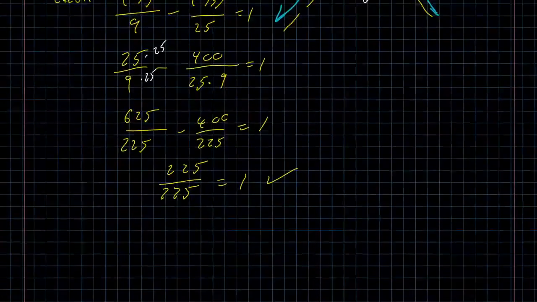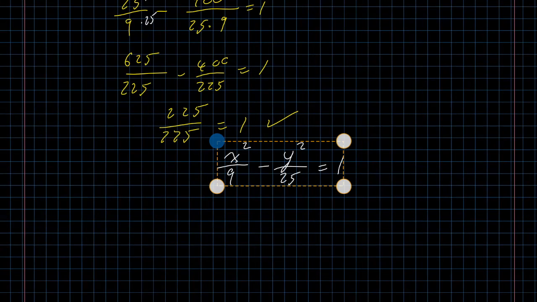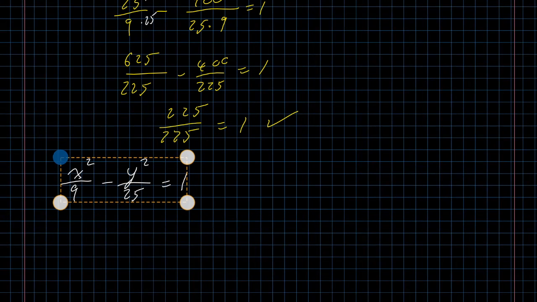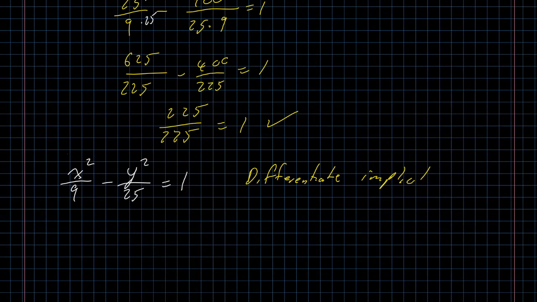We're asked to find the equation of the tangent line. So let me bring that original equation back here. And remind you that in order to find the equation of a tangent line, we need the derivative. This is an implicitly defined function, which means we're going to differentiate implicitly.